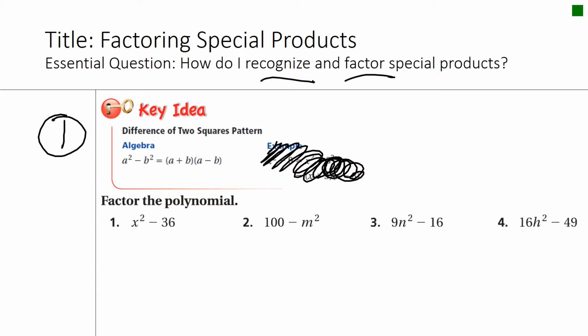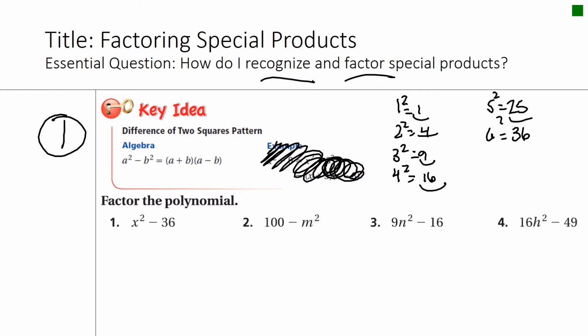All right. Before I start talking about the pattern, I need you guys to know what perfect squares are. And perfect squares are, for example, starting off easy, 1 squared is 1, 2 squared is 4, 3 squared is 9, 4 squared is 16, 5 squared, 25, 6 squared, 36. The perfect squares are the 1, 4, 9, 16, 25, 36, and so on.